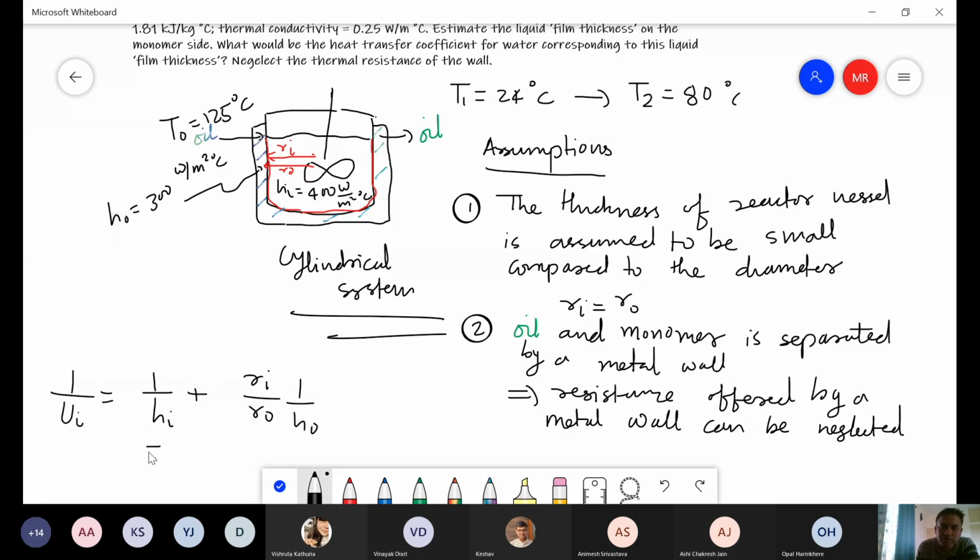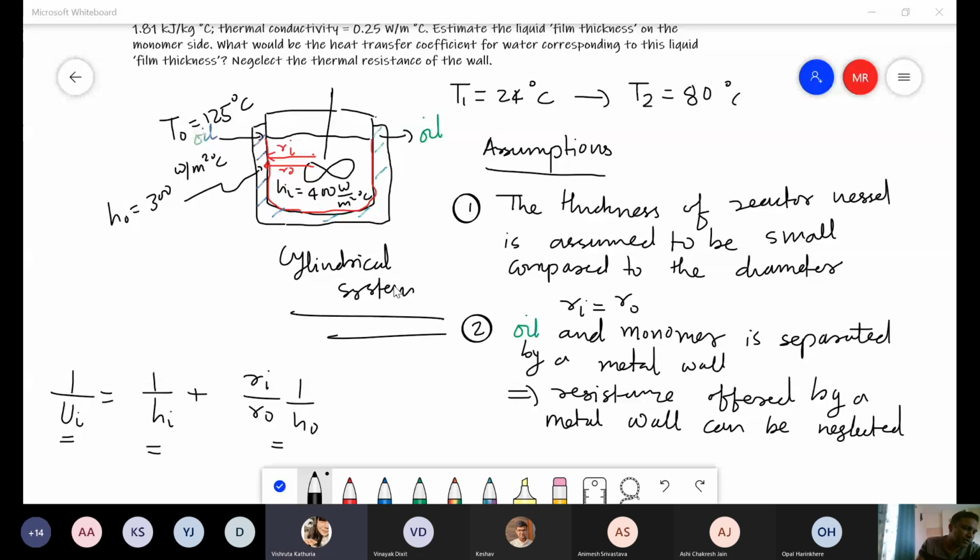The first one is the heat transfer coefficient corresponding to the liquid side. This is the heat transfer corresponding to the oil side, isn't it? And since this Ui is defined in terms of the inside surface area, I will have Ai divided by A naught. So Ai divided by A naught will be, in this case, basically Ri by R naught, isn't it? Pi dl is going to be the area for the cylindrical system, isn't it?